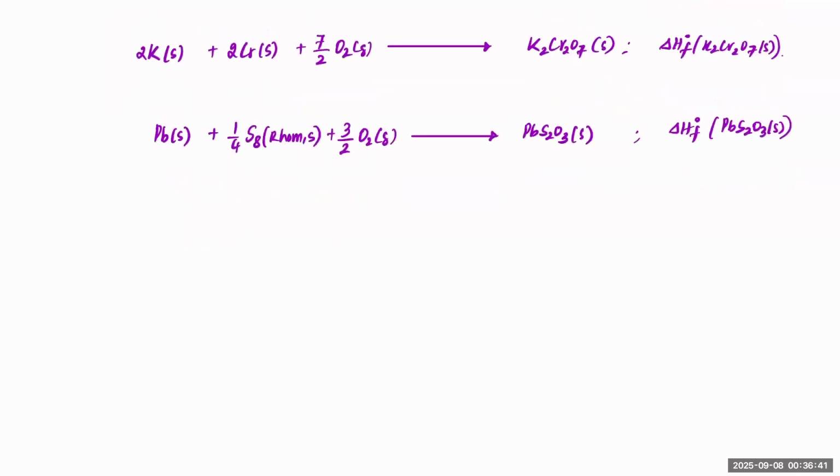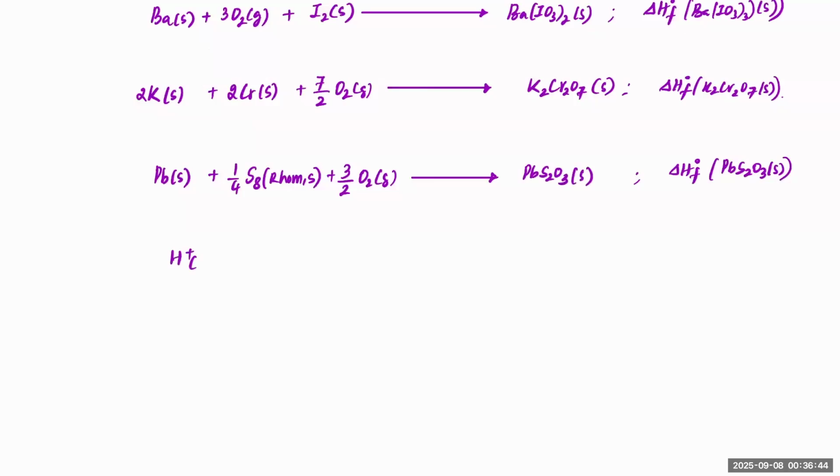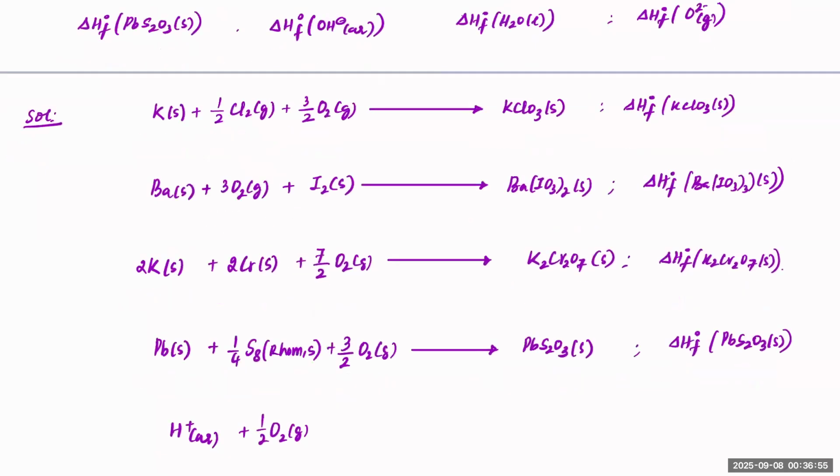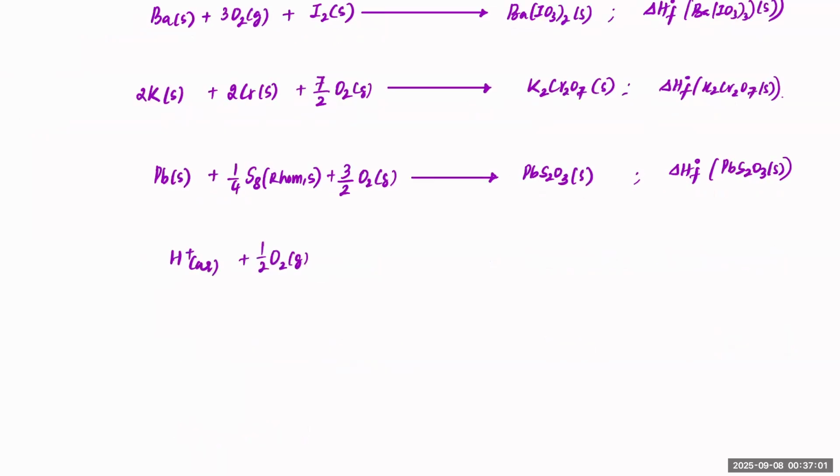Delta H of OH minus. See, there are two ways I can write it: H plus aqueous plus half of O2 gas. And you know that there are electrons also, because I need to get an OH minus here. On the left hand side I have H plus, so I need to add two electrons here so that it can become OH minus. Now you can see the charge will also be balanced. So this will be delta H of formation of OH minus aqueous. This is one way of writing it.